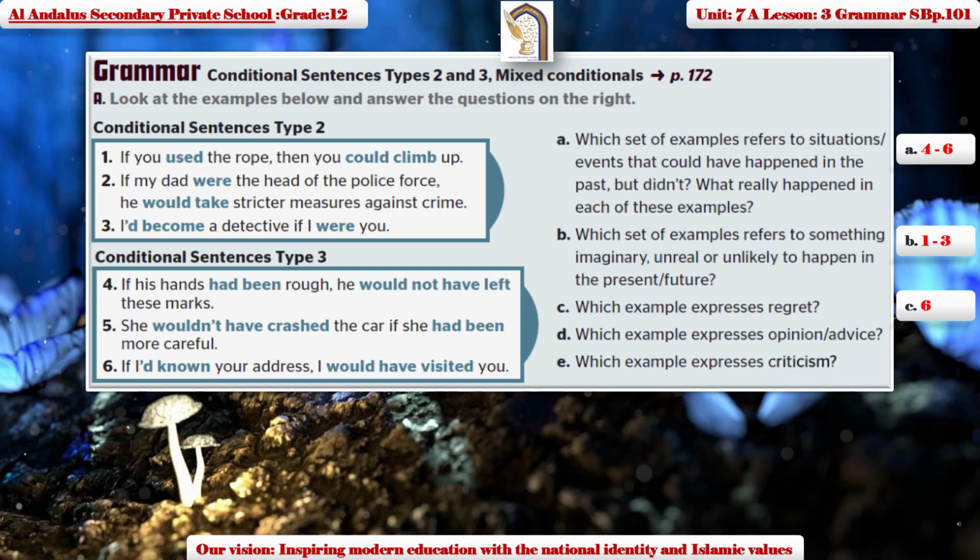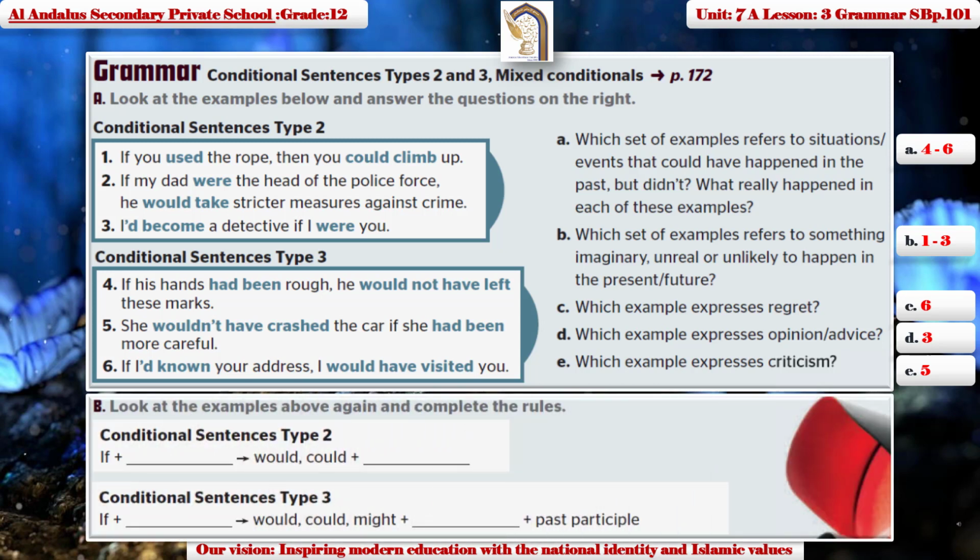Question D. Which example expresses opinion or advice? Brilliant answer. This is sentence 3. I'd become a detective if I were you. And finally, this is question E. Which example expresses criticism? It is 5. Very good. Well, if she had been more careful, she wouldn't have crashed the car. Thank you, gentlemen. Now let's move ahead to deal with exercise B.